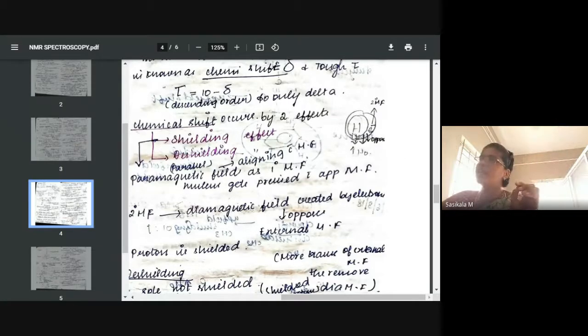If a secondary magnetic field is present, or electron density around the proton is increased, then the shielding effect will be increased. So when the proton is present inside the secondary magnetic field, the effect is called the shielding effect, since the paramagnetic field of the proton is covered with the diamagnetic field of electrons. Shielding is due to what? The secondary magnetic field. Who is creating the secondary magnetic field? Electrons, which are present around the proton, around the magnetic field created by the proton. And what is the magnetic field created by the proton? That is the paramagnetic field.